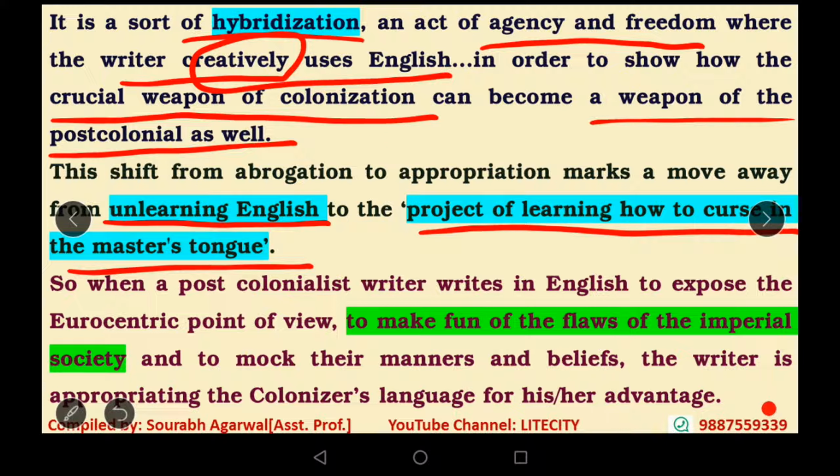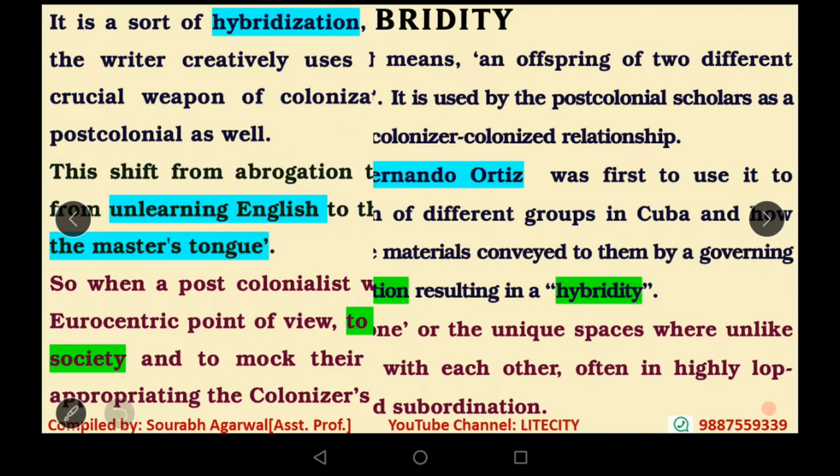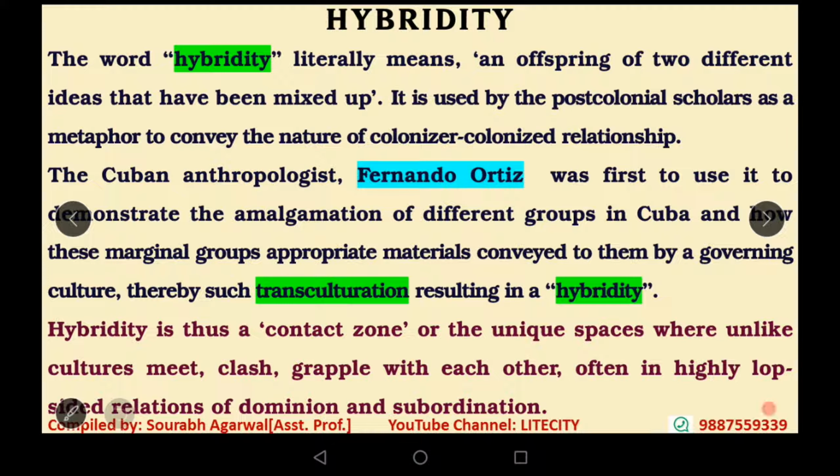So, when a post-colonial writer writes in English to expose the Eurocentric point of view, to make fun of the flaws of the imperial society, to mock their manners and beliefs, the writer is appropriating the colonizer's language for his or her own advantage. This is what appropriation is known as. Okay, now we come to two other terms.